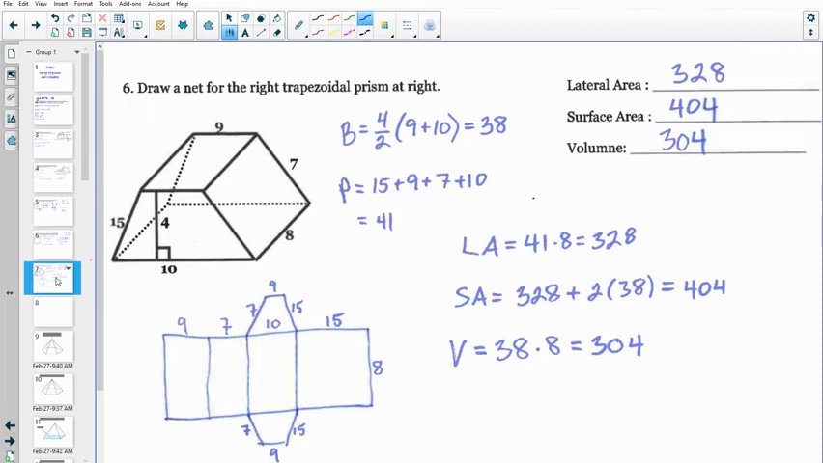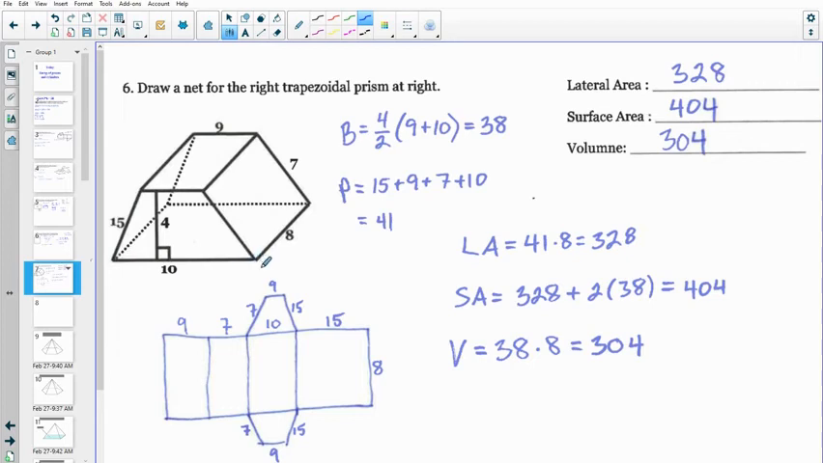Finally, number 6, the net for this trapezoidal prism. The base of this trapezoid, let's see, I've got 15 here. This side is 9 because it matches up with that side on the far side of the trapezoid. This length right here must also be 7, again, because this is a prism, so these bases are congruent. And then this length is 10.